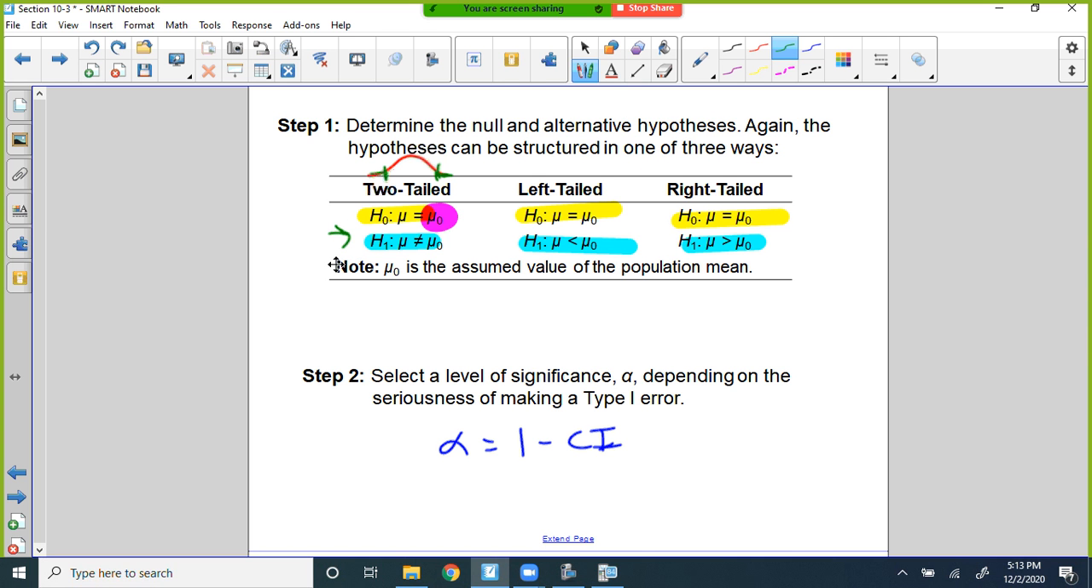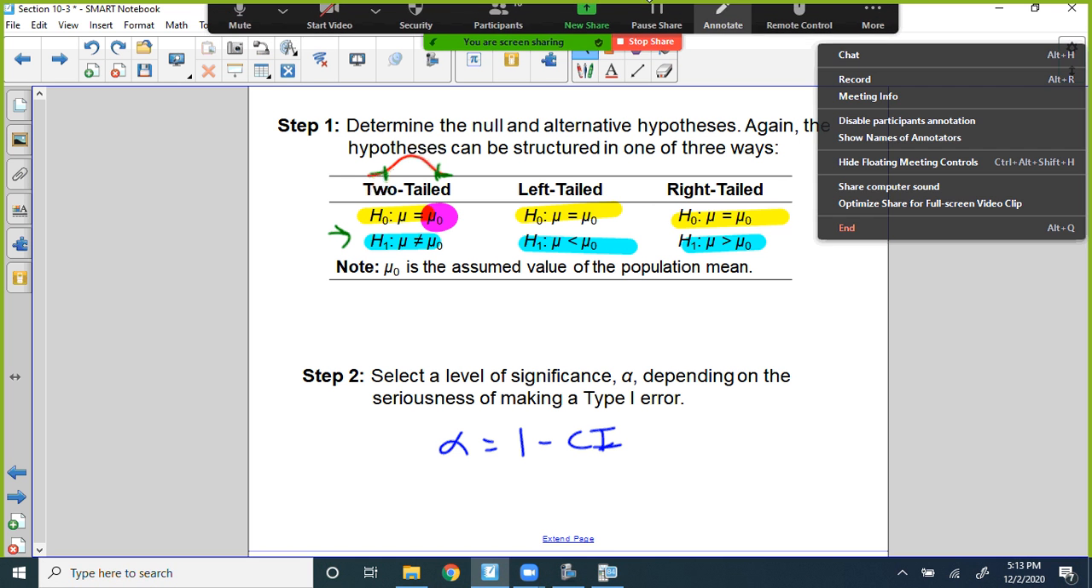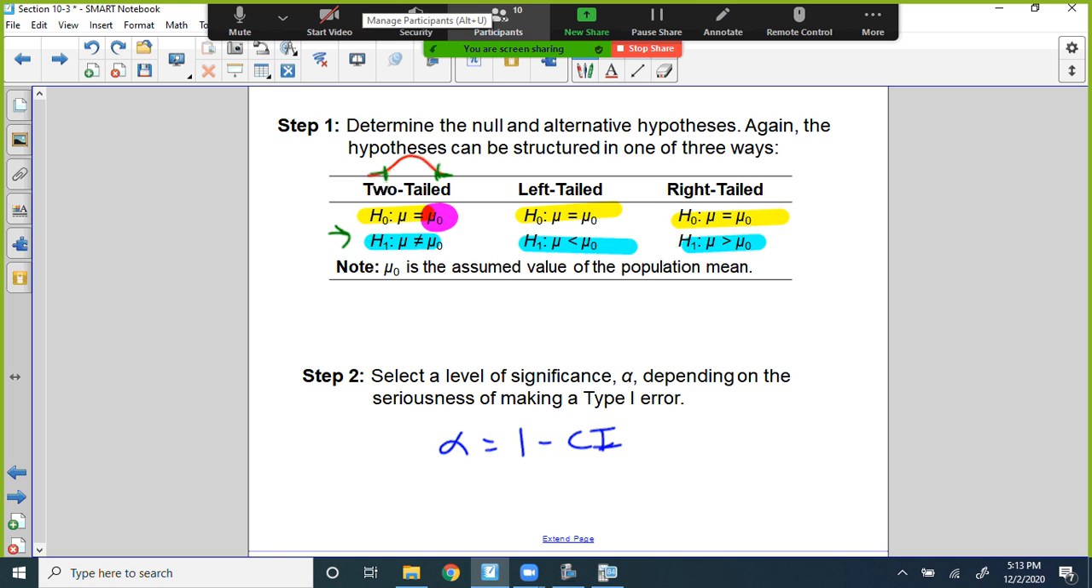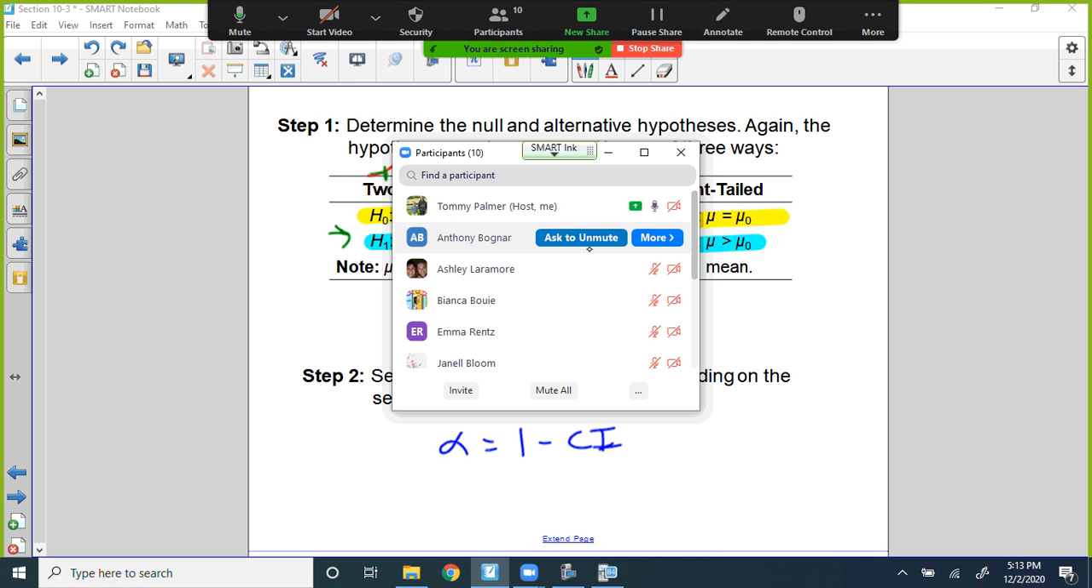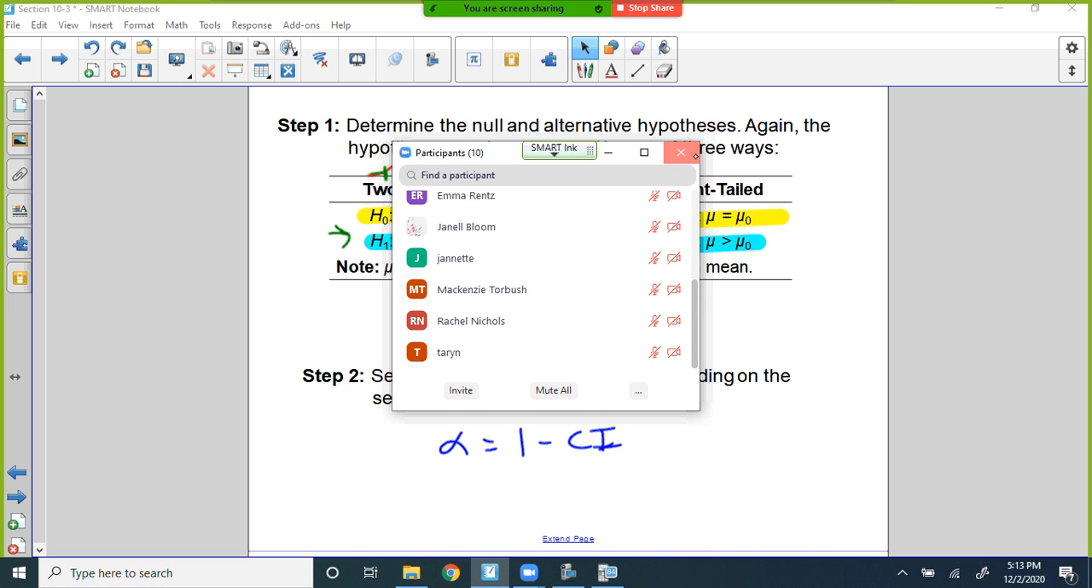All right. Any questions before we leave this? Anybody? There's 9 of you on here. So this is really everything. Okay, everybody.